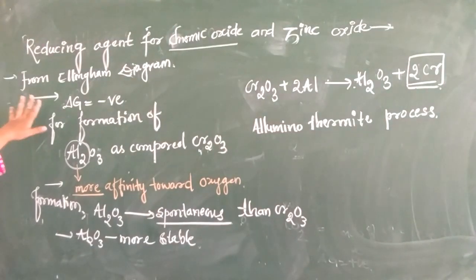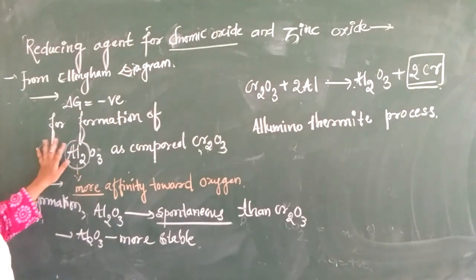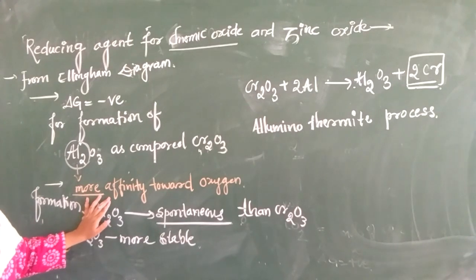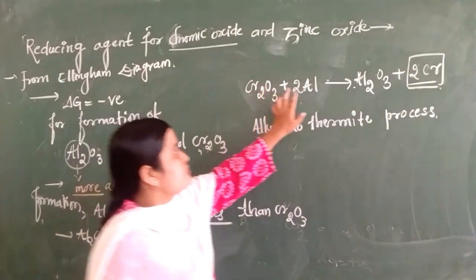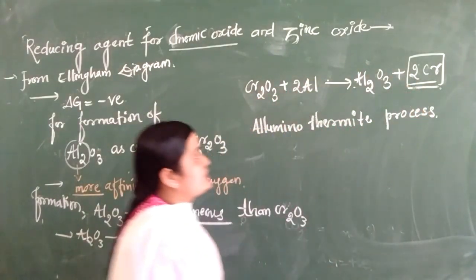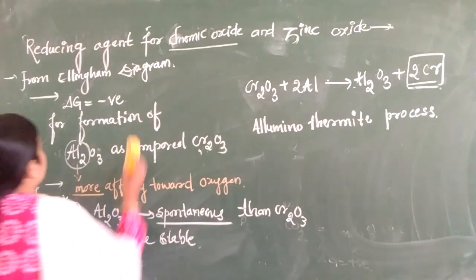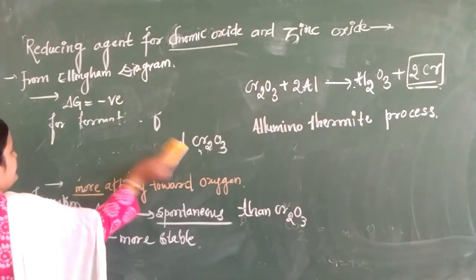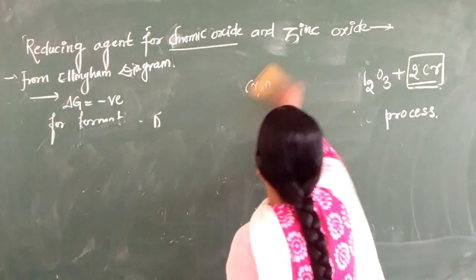For chromic oxide, which reducing agent are we using? Aluminium itself, because it shows more affinity towards oxygen. So aluminium can be used to reduce the chromium. Now the next term is zinc. Again for zinc, which reducing agent are we supposed to use? I have already told you about zinc.